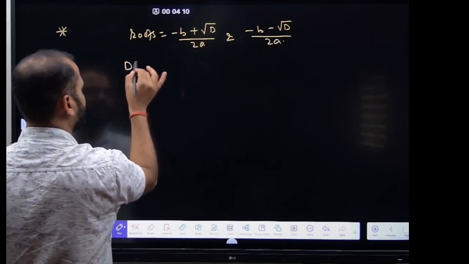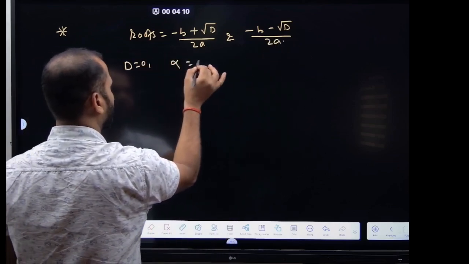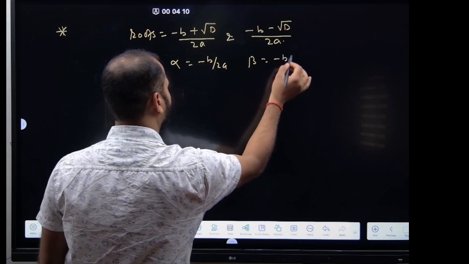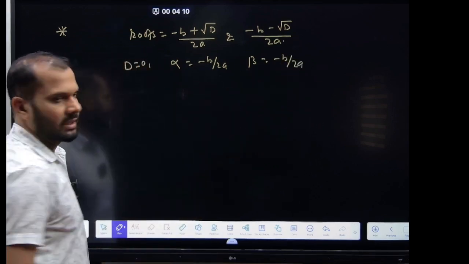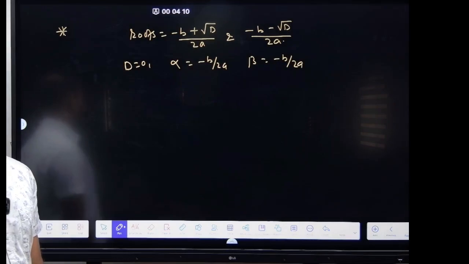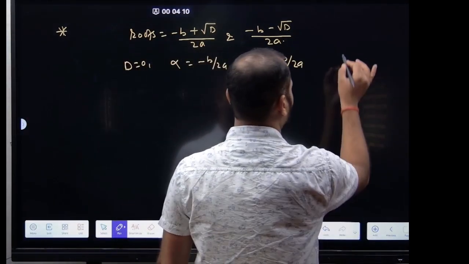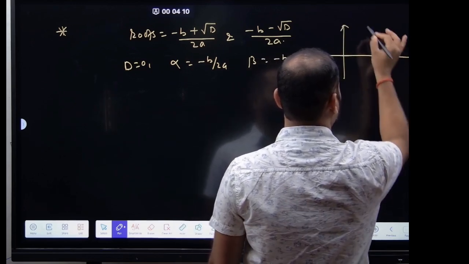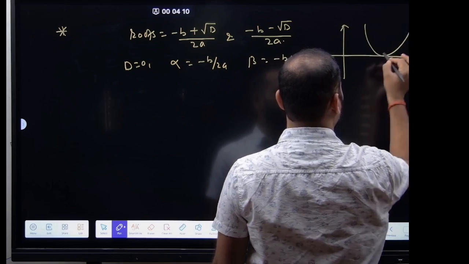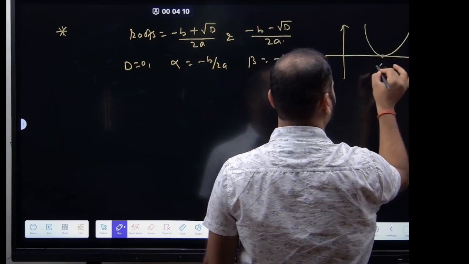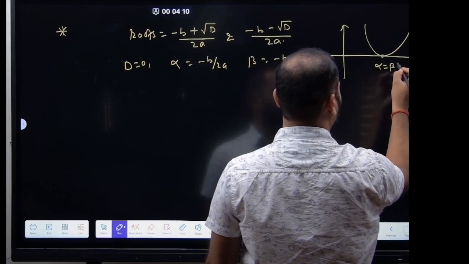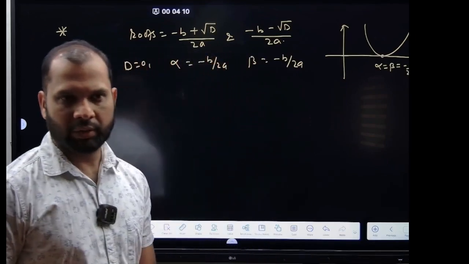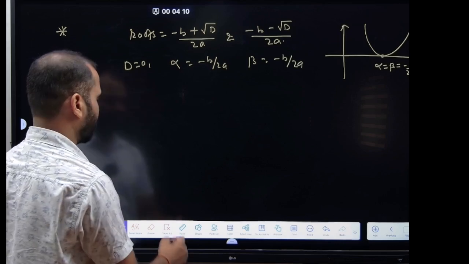Now, if D is equal to 0, then what are the roots? First root will be minus b by 2a, and the second root will also be minus b by 2a. So, alpha and beta are the same, right? We call it repeated roots. What is the meaning of repeated roots? If you draw the graph, this type of curve you will get. At this point, this is the meaning of roots. Alpha and beta both will be the same, minus b by 2a. One root is there and both the roots are repeated.